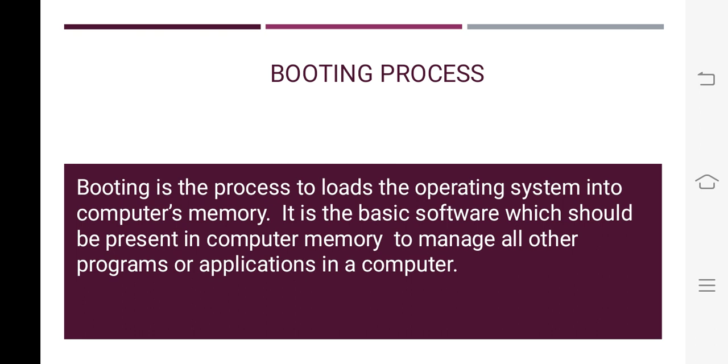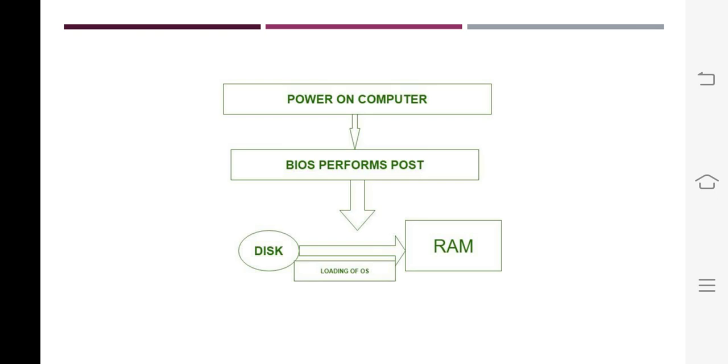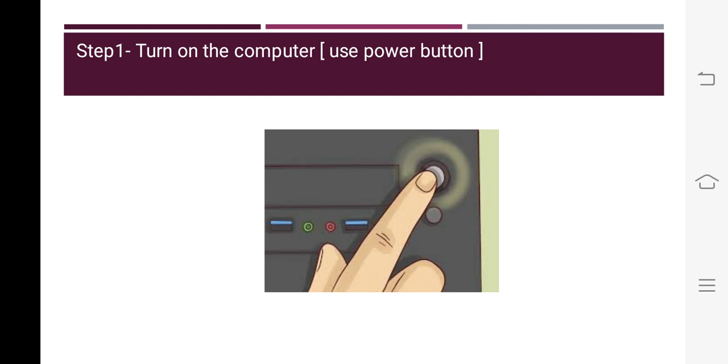For that purpose, first we have to load the operating system because it is the most important software that should reside in RAM. Without it, children, we cannot use any application software. Now see the picture. First we have to power on the computer, then BIOS performs the power on self test, and after that the operating system loads from the hard disk into the random access memory. This is the complete process to load the operating system. Now one by one we will understand the steps.